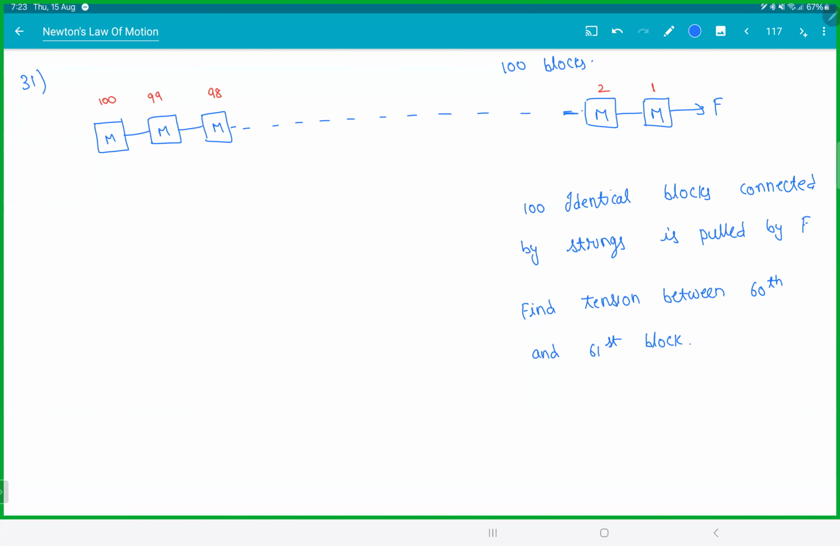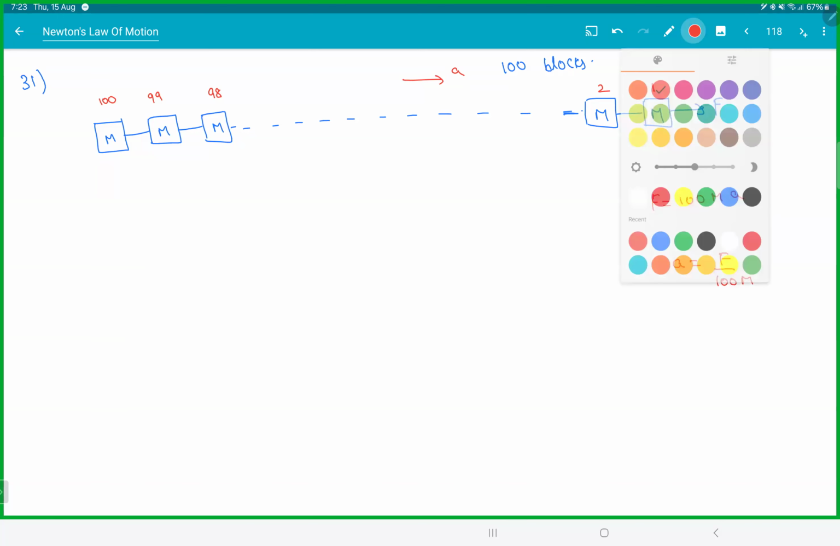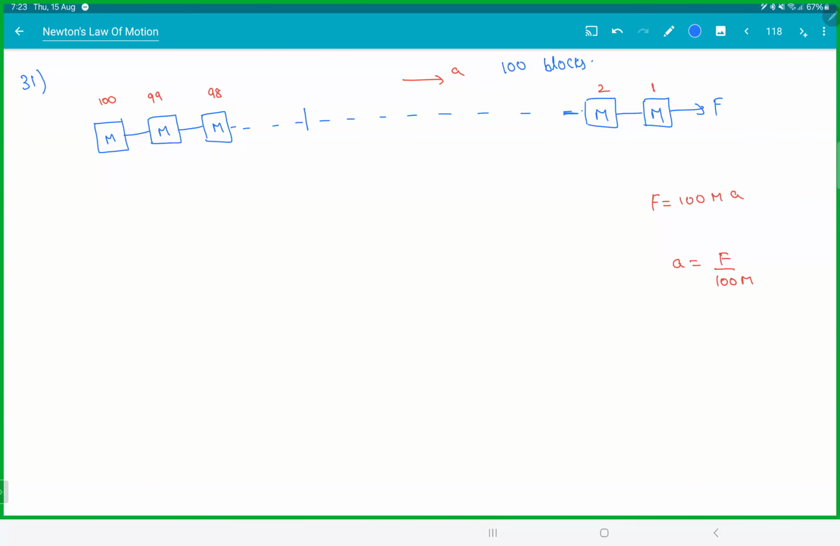Let's see. Take the whole thing as one system. You get acceleration: F is equal to 100 a. So when you take that 60th block and the 61st block, you want to find tension there, what to do? Cut it. That is the story every time.